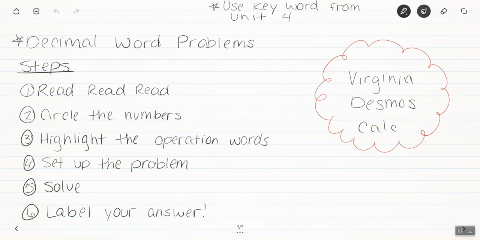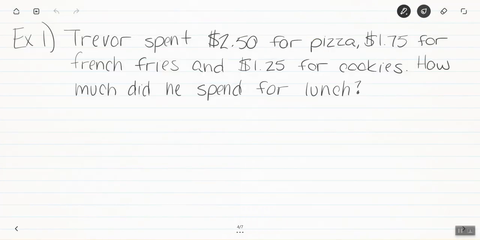So going back to our notes, make sure you have the steps written in, and then we can go and start solving some problems. We have 4 to go through. Looking at example number 1, make sure you pause the video very quickly. Write down the problem, and then we can chat about it.